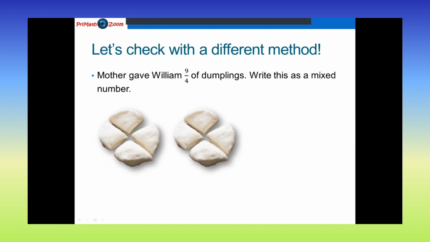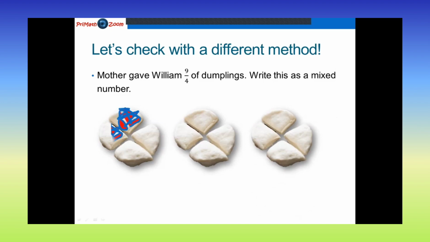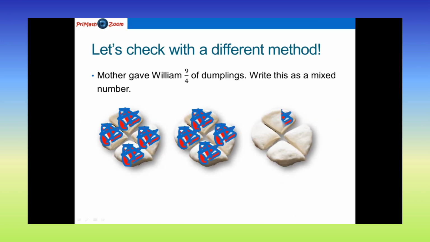So let's get another dumpling to take some more quarters from it. And we need 9 quarters, and we are at 8 quarters now. So we take 1 from this to give us 9 quarters. Let's count it over. 1, 2, 3, 4, 5, 6, 7, 8, 9 quarters. So mother gave William this number of quarters of dumplings. Can we write this as a mixed number?